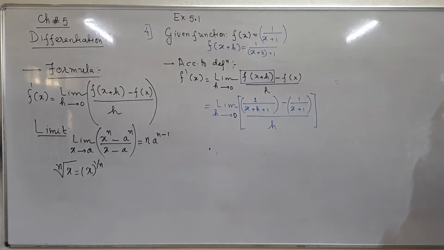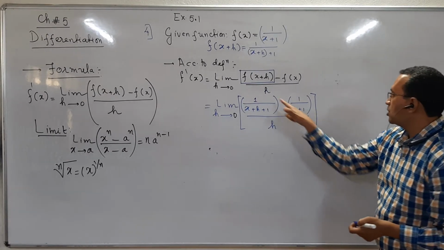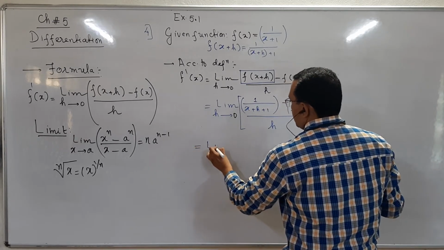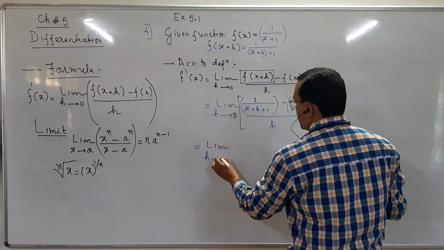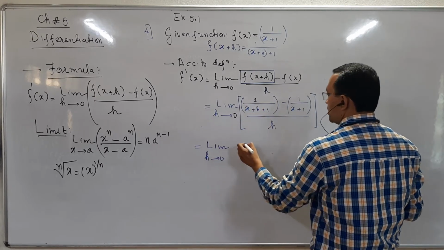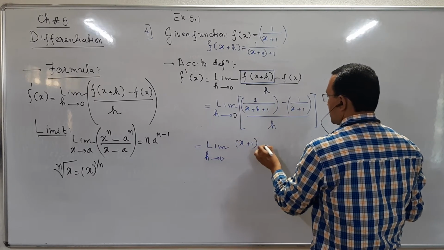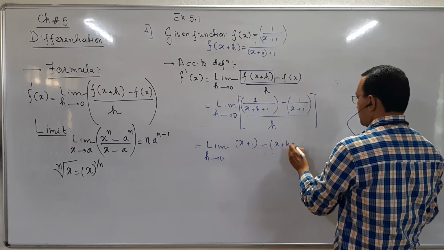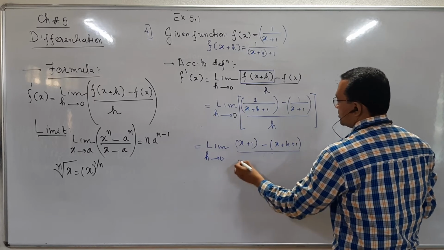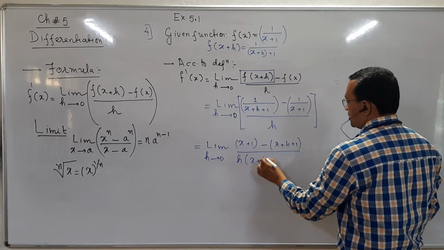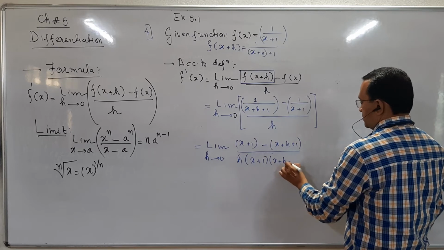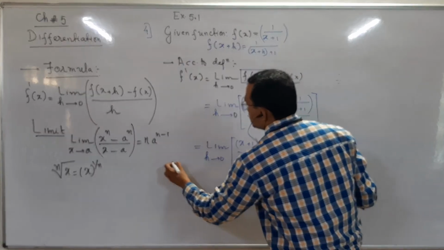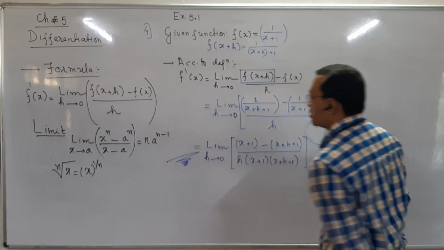Now your 10th standard taking LCM, cross multiplying. So we will get limit h tends to 0, cross multiply 1 into x plus 1 is x plus 1, minus 1 into x plus 1 plus h is x plus 1 plus h. LCM is always taken in the denominator. So, in this simplification work, this step you should be extraordinarily sound.